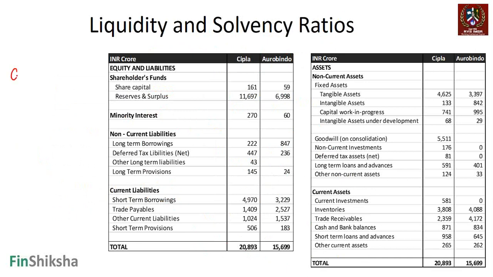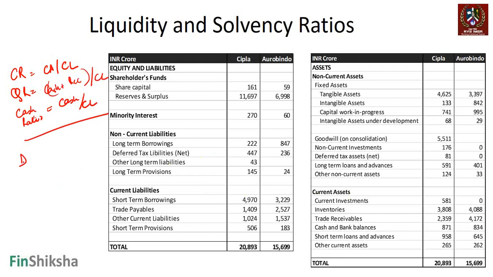So we're going to calculate the current ratio, which is current assets by current liabilities. We're going to calculate the quick ratio, which is cash plus receivables divided by the current liabilities. And we're going to talk about the cash ratio, which is nothing but cash divided by current liabilities for these firms, right? We have these data points here.